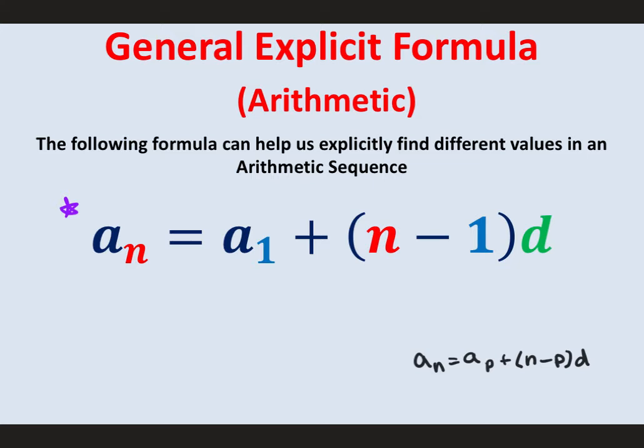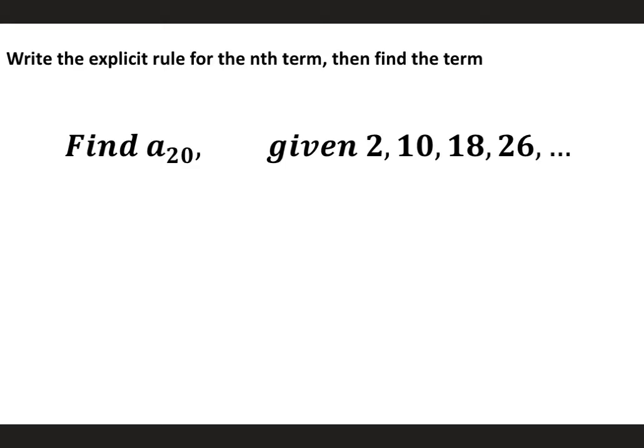Okay, so that's an alternate version of that formula, but I usually write it this way, and I just say, hey guys, remember, this doesn't have to be the first term. We can make this any term we want. We just use the first term because that's usually the most convenient. All right, so let's go ahead and try this. It says, write the explicit rule for the nth term. Find the term. All right, so we've got to write a rule.